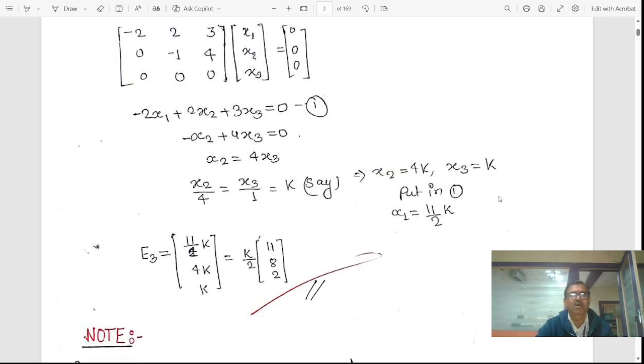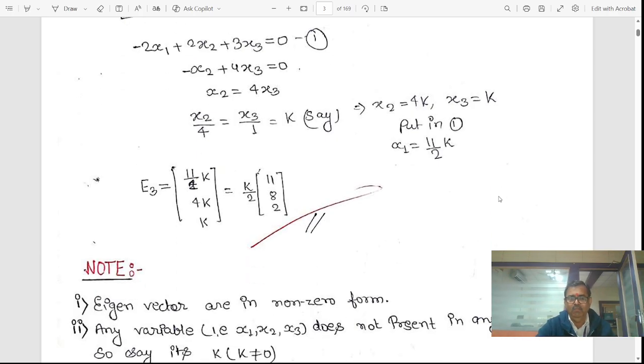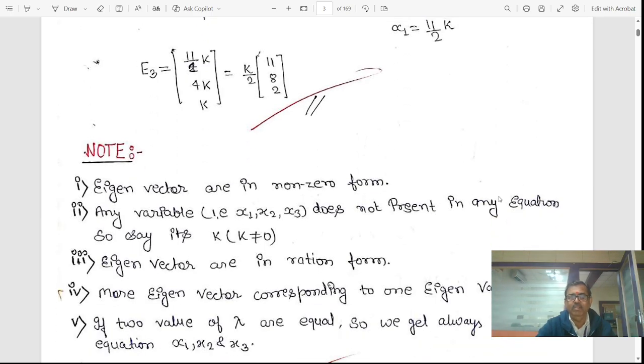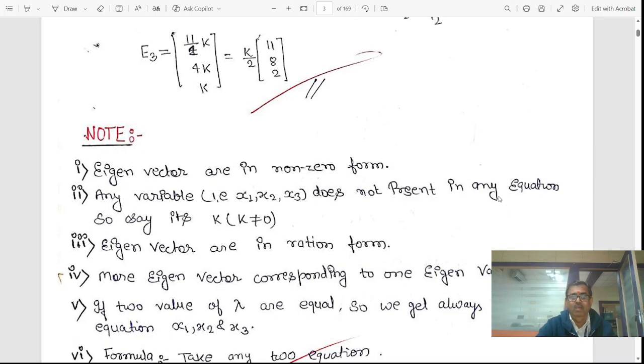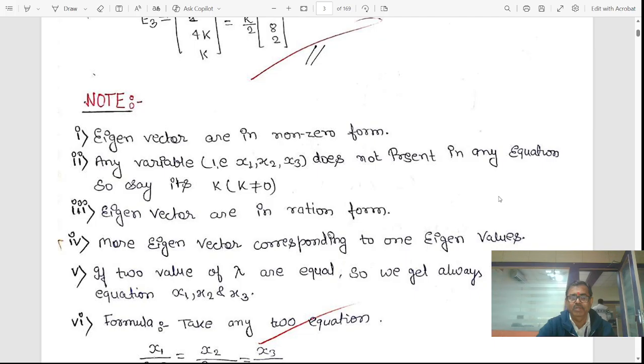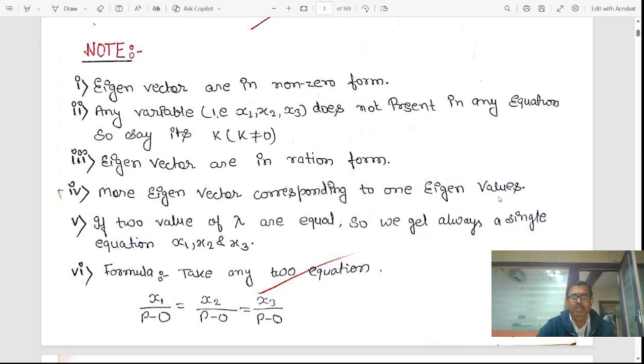So here we find all the eigenvectors corresponding to each eigenvalue. What we noted is that, rule number 1, eigenvectors are always in non-zero form. Number 2, if any variable x1, x2, x3 does not present in any equation, we can always consider it as k, where k is not equal to 0. Rule number 3, eigenvectors are in ratio form.